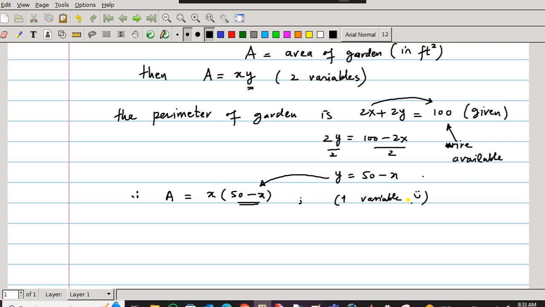We just replace the value of y in xy. You see, what was my area? My area was x into y, right? So I replace this y here.